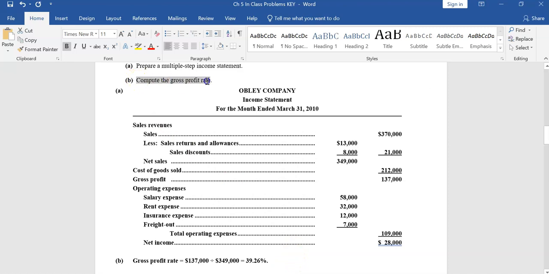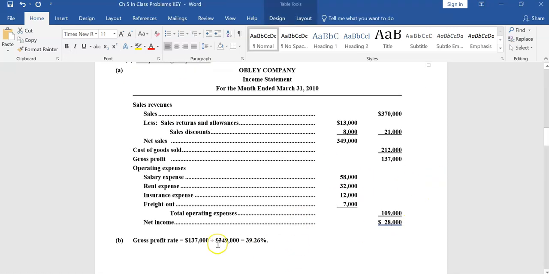To calculate the gross profit rate, we simply take the amount of the gross profit, which is $137,000, and we divide by the net sales. Let me also move that over. That looks a little bit better. Our net sales was $349,000. Gross profit of $137,000 divided by net sales of $349,000 means this company has a gross profit rate of 39.26%.